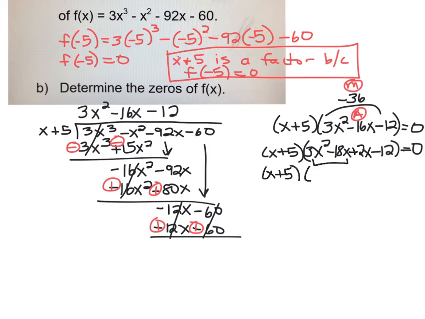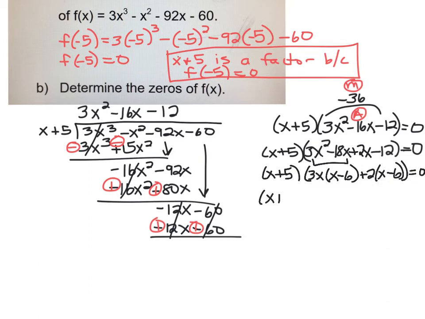So out of the first 2 terms, I could pull out a 3x, which leaves me with x minus 6. And out of the last 2 terms, I could pull out a positive 2, which also leaves me with x minus 6. And don't forget the equals 0, right? We need that on every single step. We have to keep it as an equation.